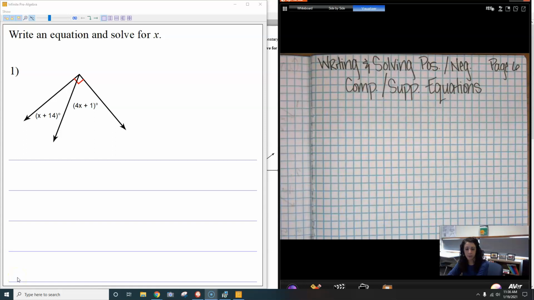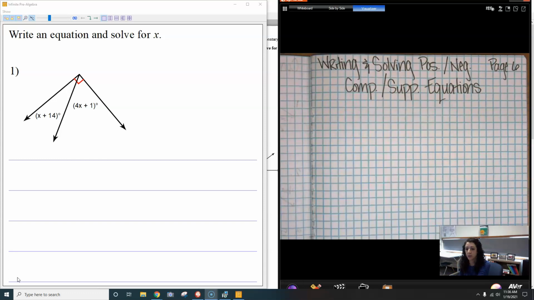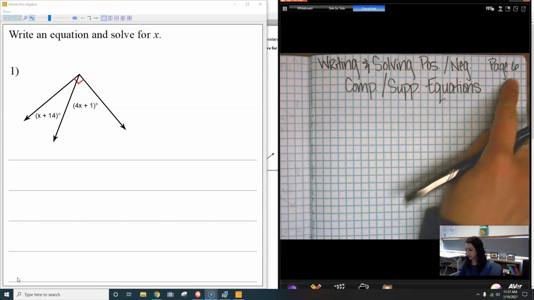Hello everyone. Today we're going to be writing and solving positive and negative complementary and supplementary equations. This is going to go on page 6 in your notebook. It doesn't need to be the 6th physical page, it just needs to be the next page, and you're going to write page 6 on it.